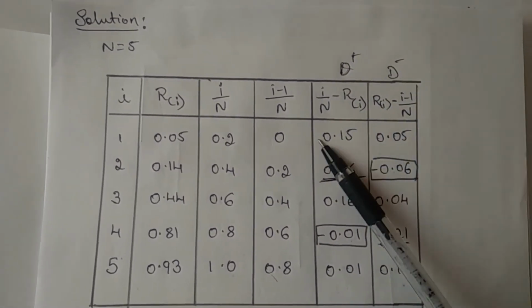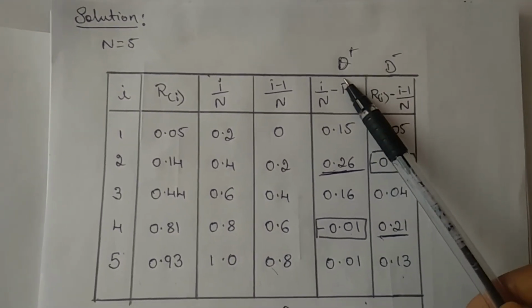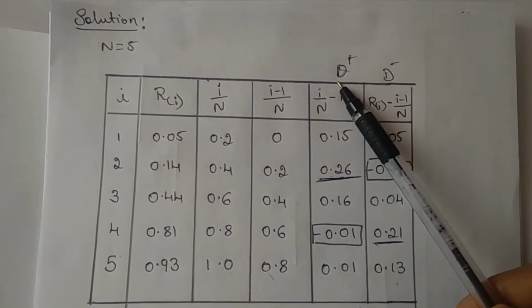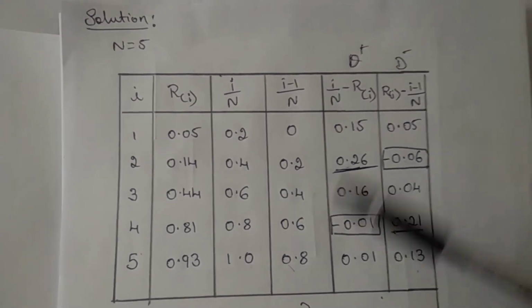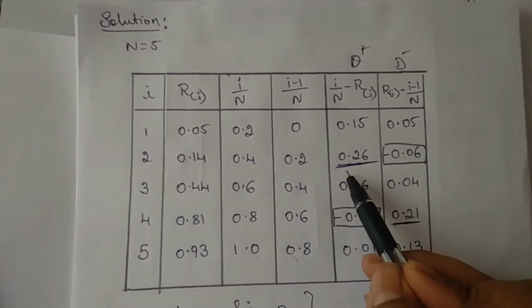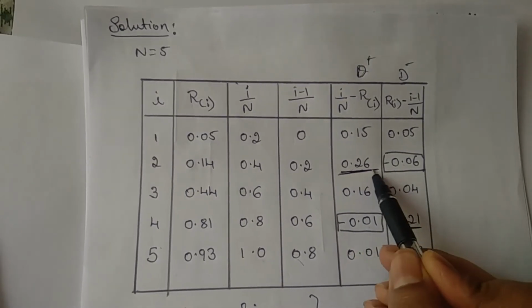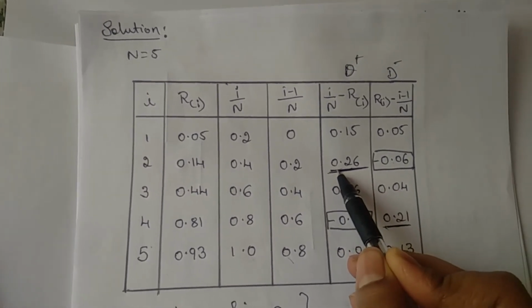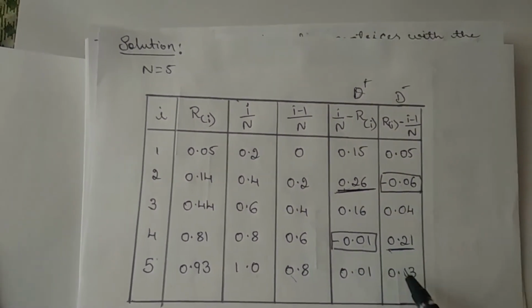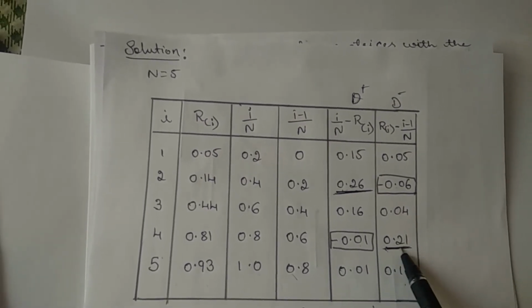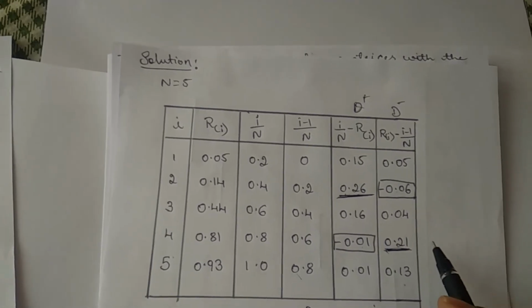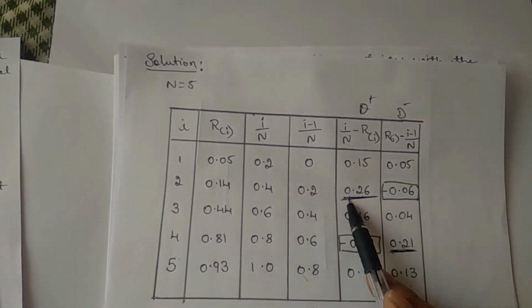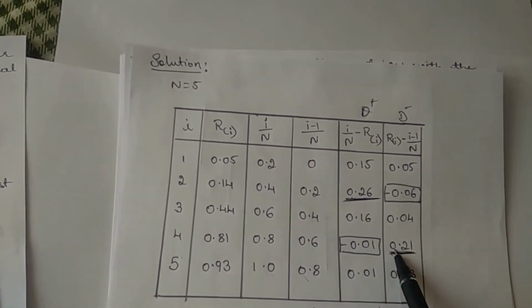Then the third step: in the second step itself, you have to find the maximum of D plus and the maximum of D minus. Which is the maximum number among these? 0.26 is the maximum number. So I am selecting this as D plus. And among these, 0.21 is the maximum number. So I am selecting 0.21 as D minus. Okay, now my D plus is 0.26, D minus is 0.21.